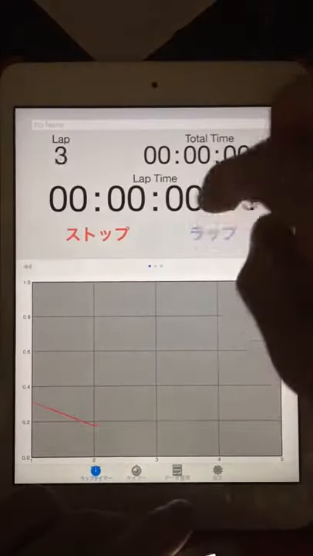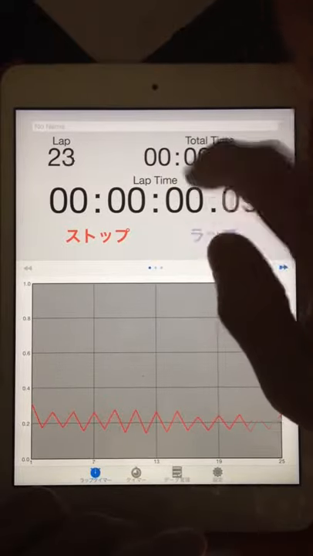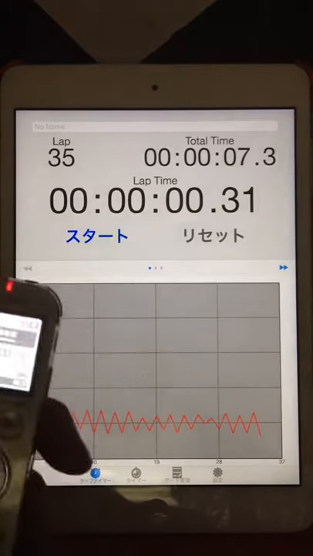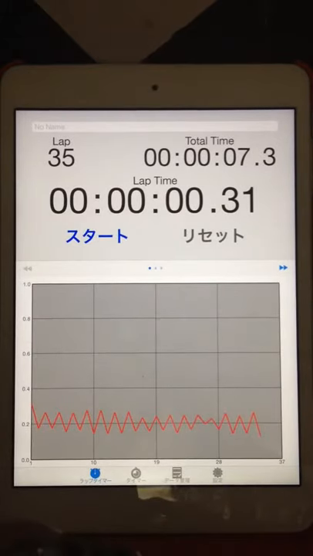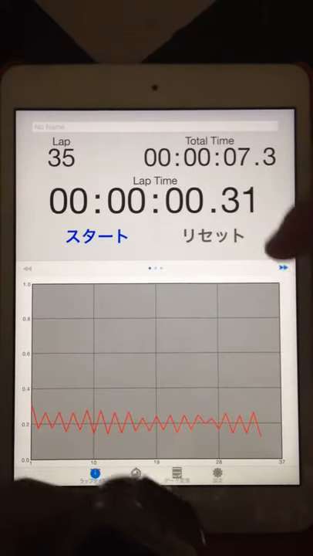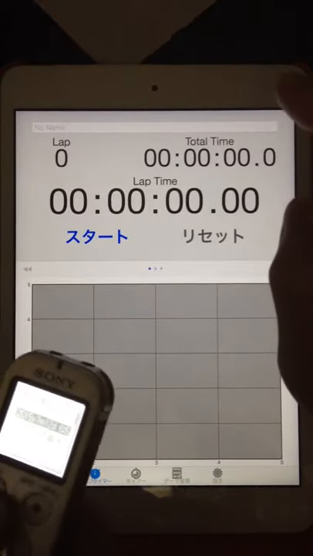1, 2, 3, 4. Two body, I mistake, and restart, reset.